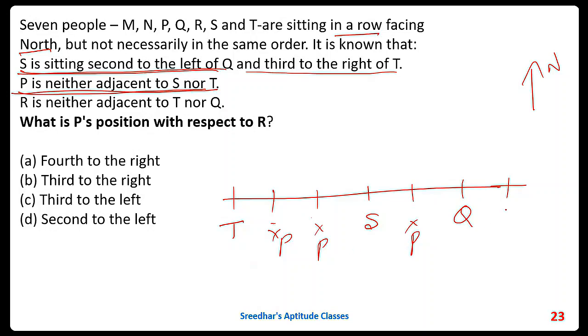Then what is the only place for P? This is the place for P. Is that clear? Next, R is neither adjacent to T nor Q.